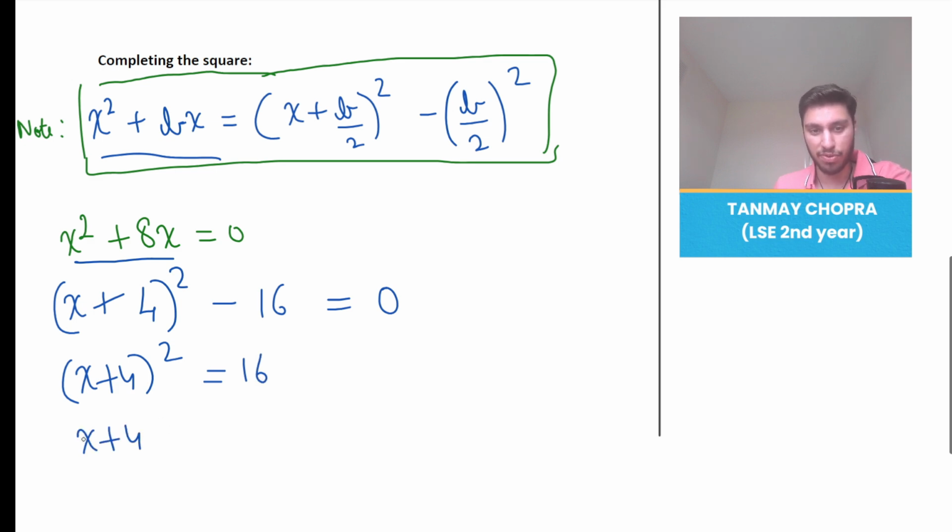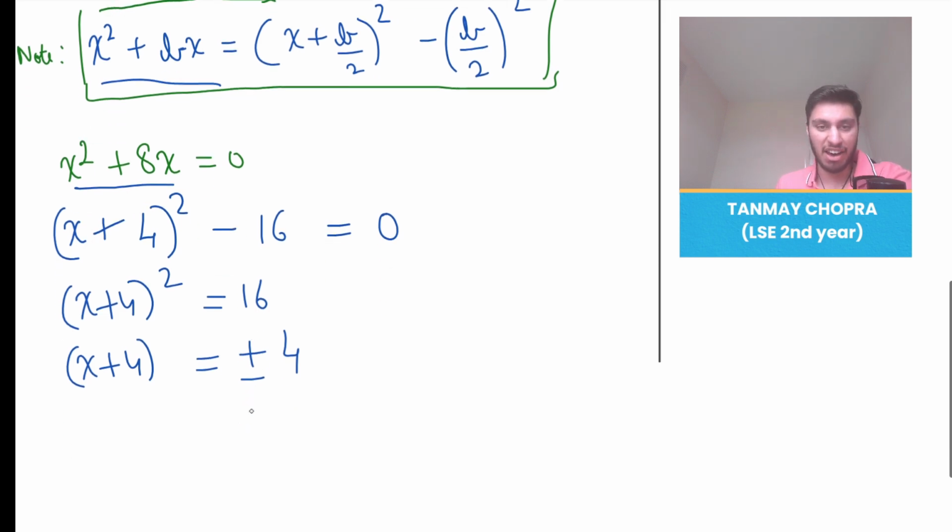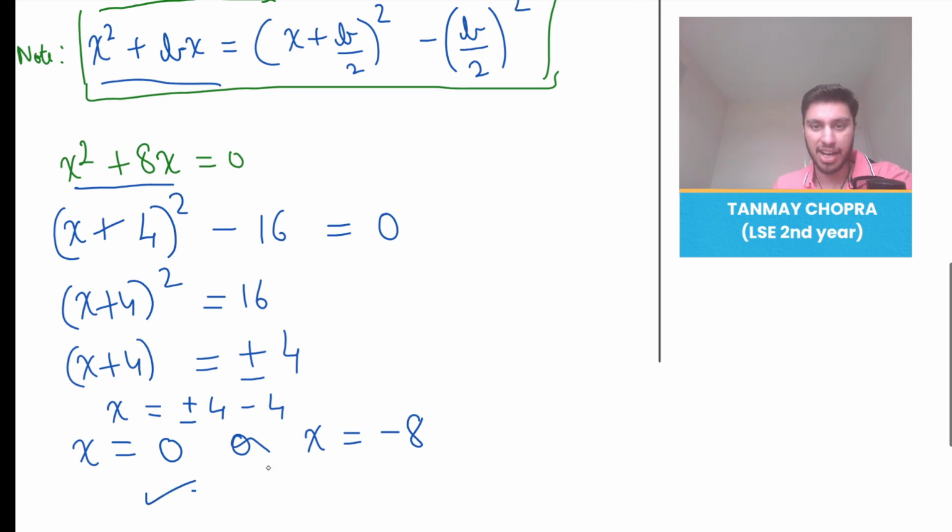This implies x plus 4, I take square root on both sides, gives me plus or minus 4 because square root of 16 can be positive 4 or negative 4. So if I have positive 4, then x equals 4 minus 4, which is 0. Or if here I have negative 4, then x equals negative 8, because that would be negative 4 minus 4. I can write this more clearly for you. x equals plus or minus 4 minus 4. So that means x equals 0 or x equals negative 8. And we get the exact same solution. So this is called completing the square.